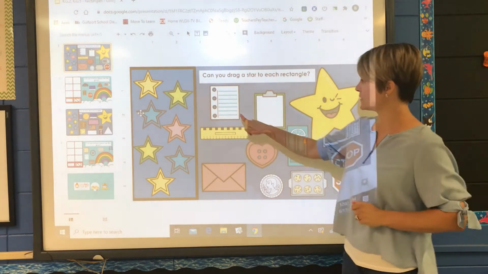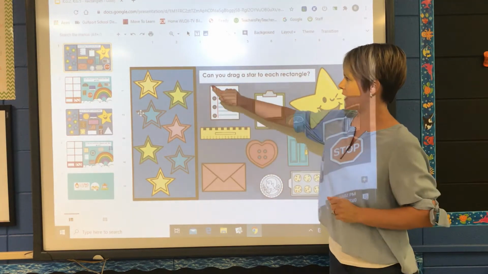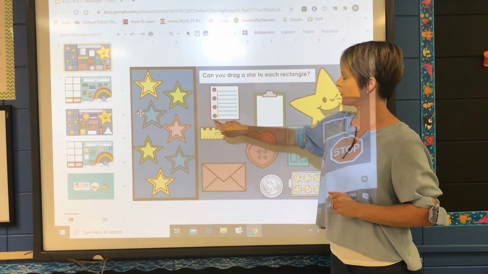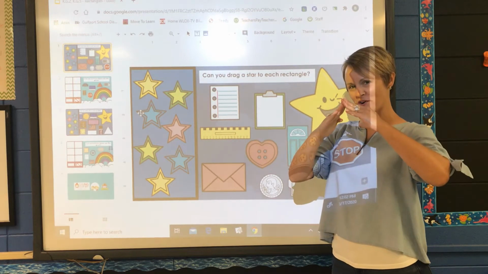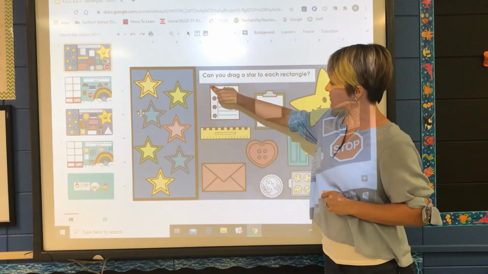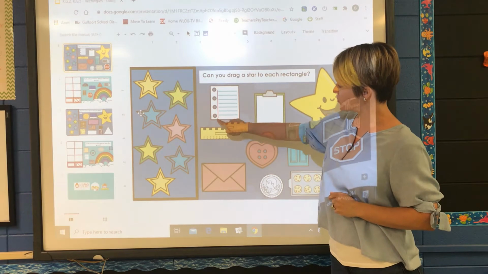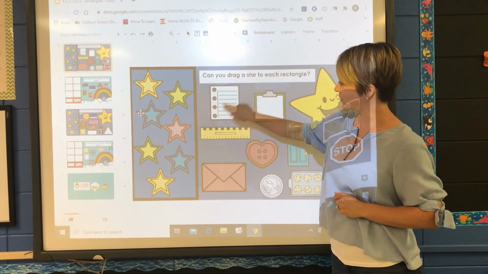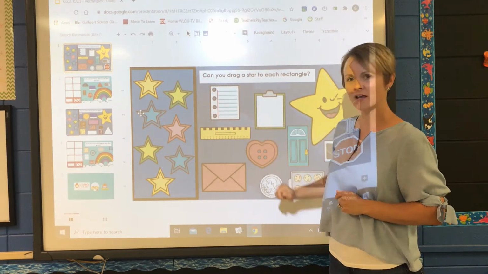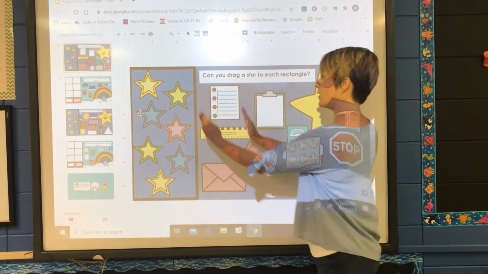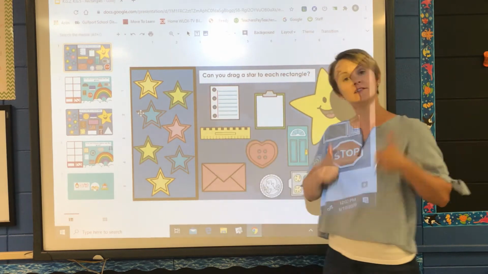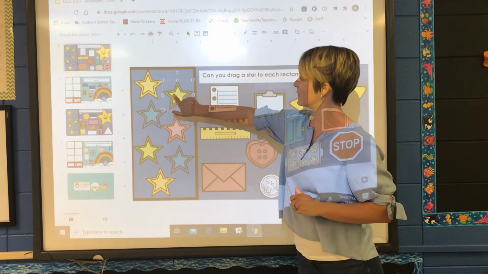Let's start with this piece of paper. It has 1, 2, 3, 4 corners, and then a short side, longer side, longer side. So 2 short and 2 that are longer. Definitely a rectangle.